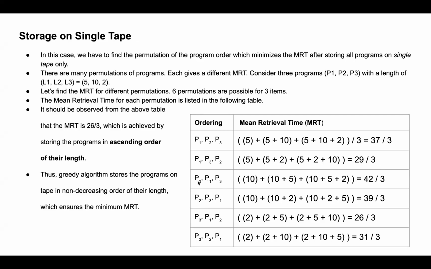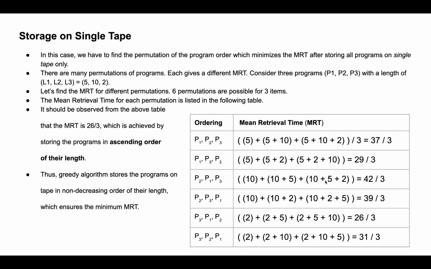this one. Next sequence is P2, P1, P3. What is P2? It is 10. Then P1 has to wait for 10 plus its length. Its length is 5, so 10 plus 5 is 15. Plus 10 plus 5 plus 2, what is it? It is 17. Okay.